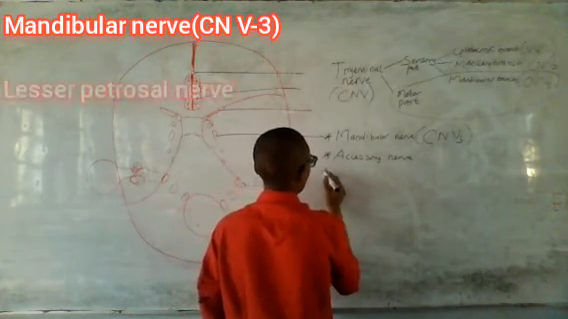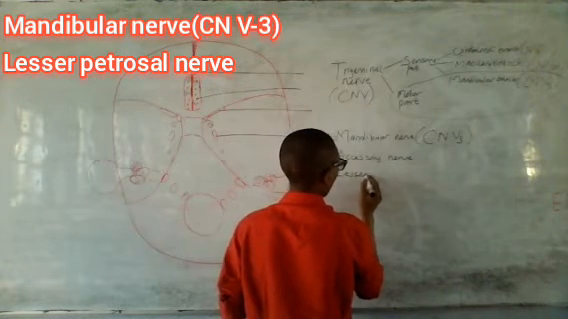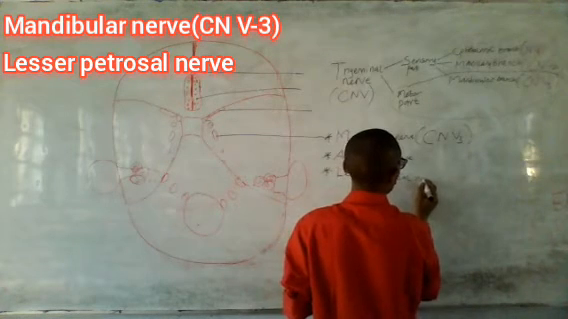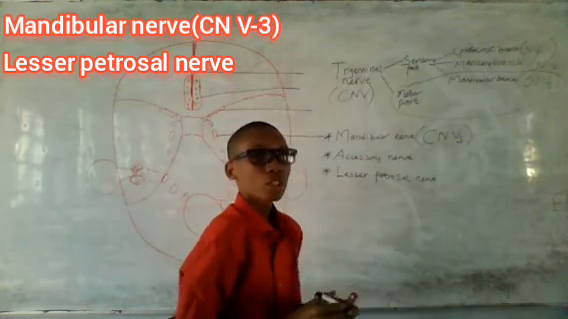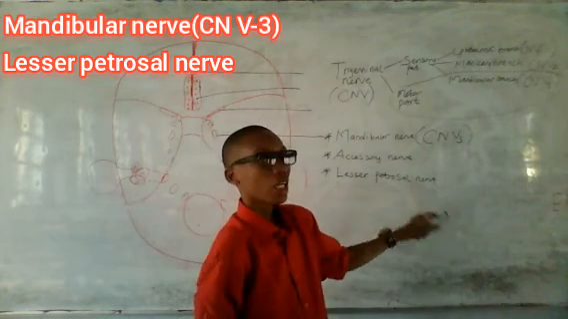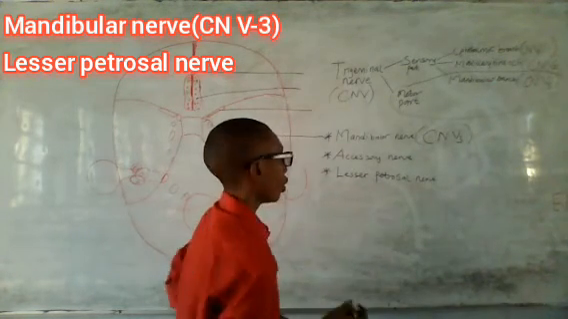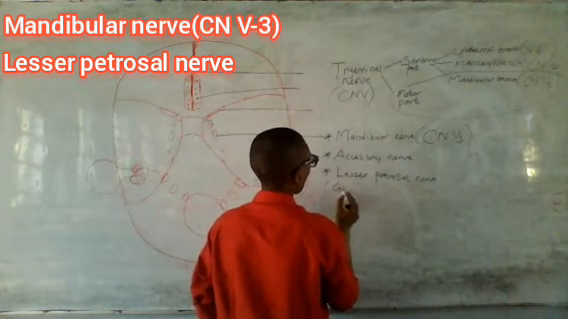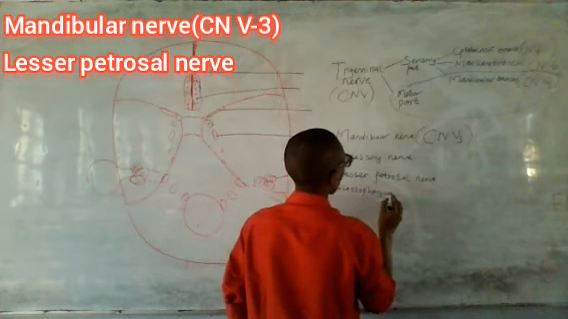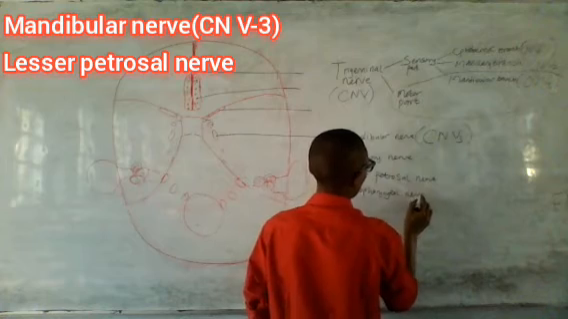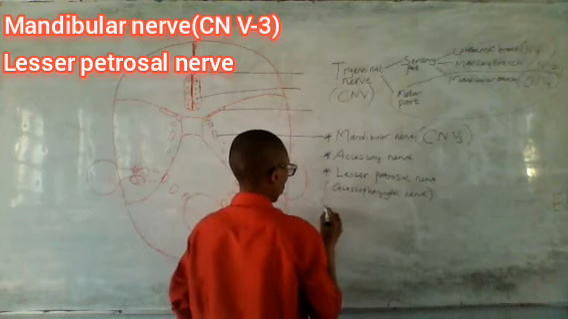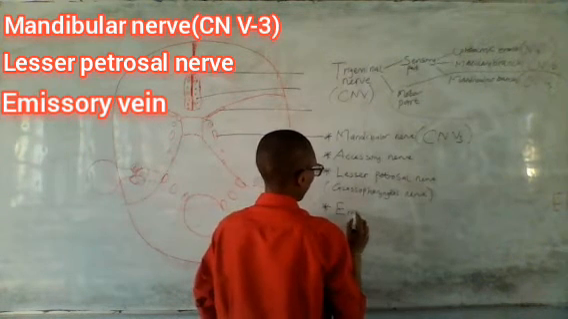The other structure that will pass through it is the lesser petrosal nerve. When we discuss each of the cranial nerves, you will notice that this lesser petrosal nerve is a branch of one of the cranial nerves called the glossopharyngeal nerve. So this lesser petrosal nerve is a branch of the glossopharyngeal nerve. And the last structure passing through is the emissary vein.